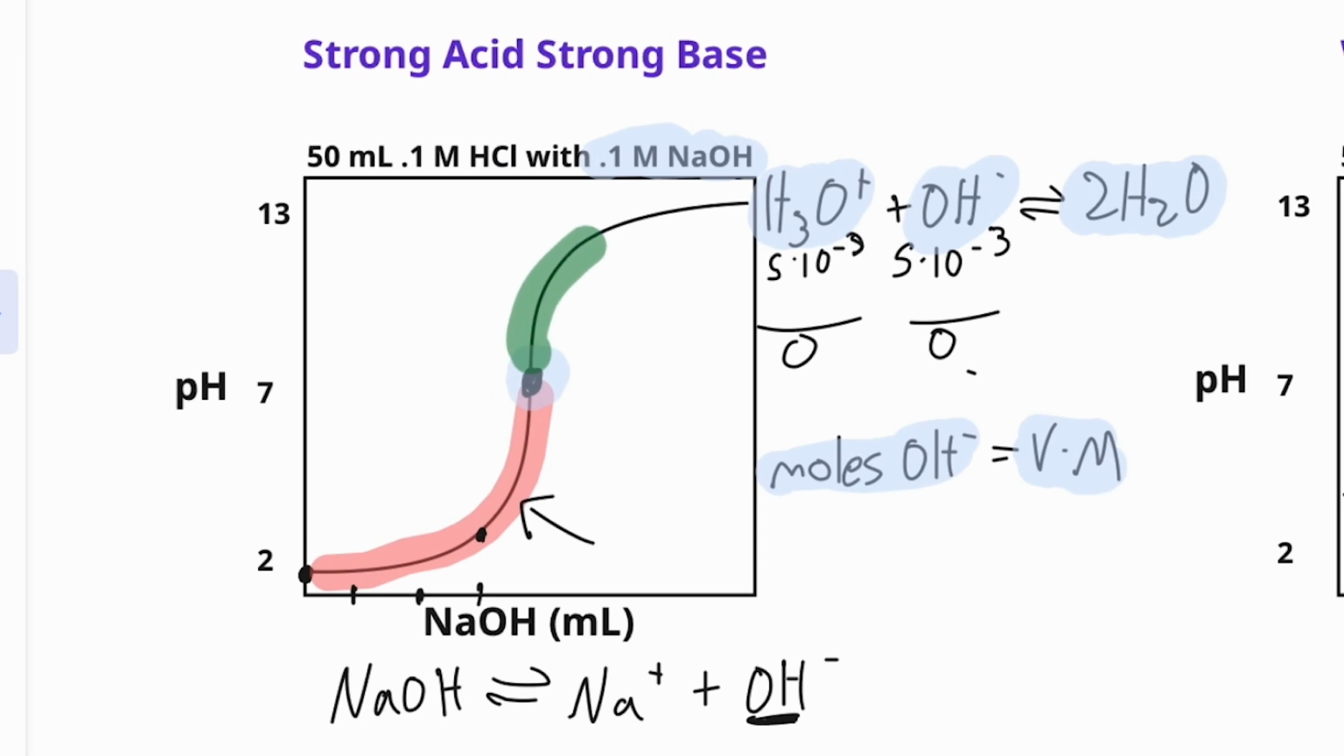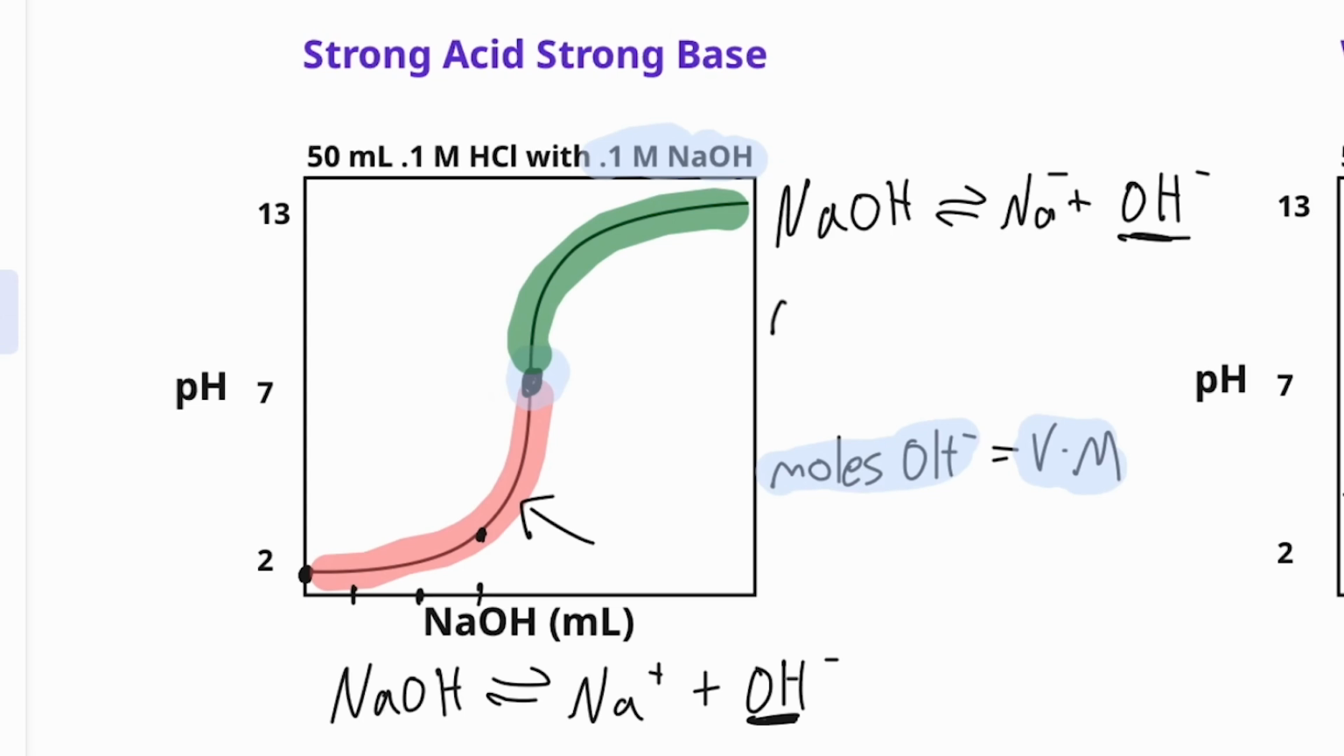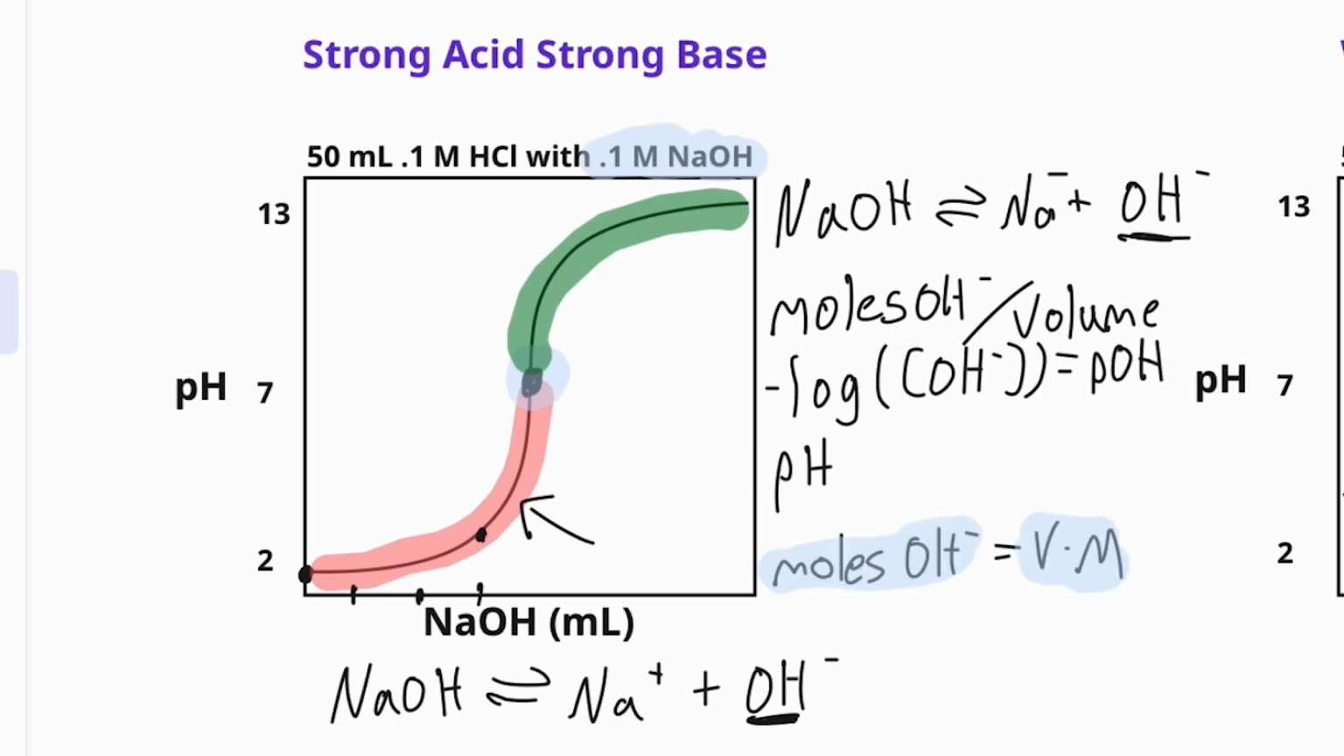Now let's look at what happens after the equivalence point. We have a new reaction happening because there's no H3O plus for the OH minus to react with anymore. As we continue to add sodium hydroxide, the sodium hydroxide is completely dissociating and the OH minus has nothing else to react with, which means we just need to find the moles of OH minus added and divide that by the volume of the solution. That's going to give you the concentration of the OH minus, which you can then plug into the negative log of OH minus to find the pOH. The pH can then be found by doing 14 minus the pOH.